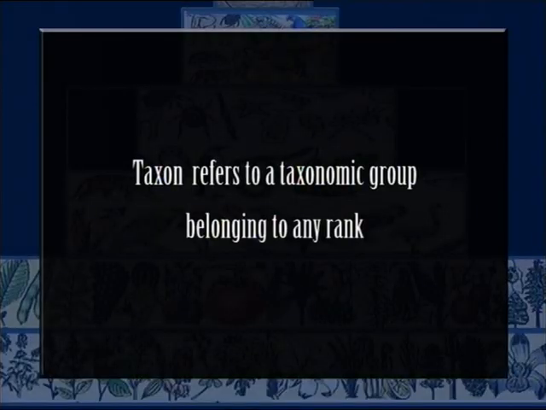Further, categories are entirely artificial and subjective, whereas groups of organisms are objective and non-arbitrary. It means that a plant may be a member of several taxonomic groups, each of which is assigned to a taxonomic category, but cannot be a member of more than one category. Taxon refers to a taxonomic group belonging to any rank. That is, a species is a taxon at species rank, a genus is a taxon at genus rank, a family is a taxon at family rank, and so on.